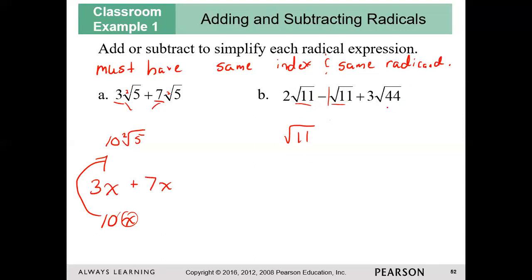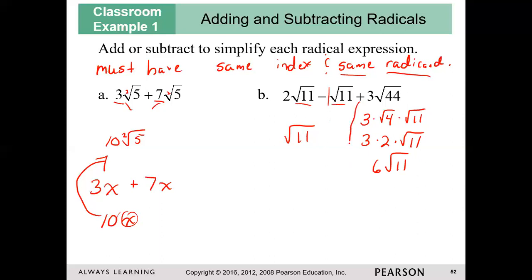And then when we peep over here on the third problem, you see that you have the square root of 44, which makes me think that we do not have the same radicand. But the problem is this can be simplified. This has a perfect square factor of 4. So this is going to be 3 times the square root of 4 times the square root of 11. And we know that the square root of 4 is 2. So this is going to be 3 times 2 times the square root of 11. And we know that 3 times 2 is 6. So this is going to be 6 times the square root of 11. So this whole piece over here became 6 radical 11.